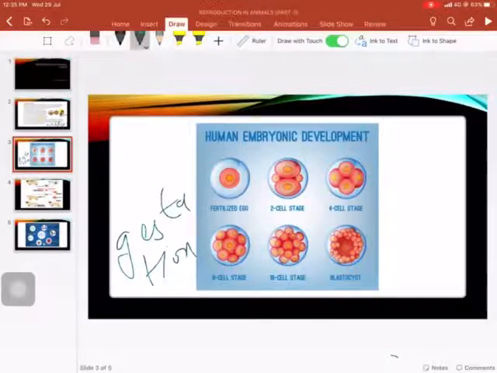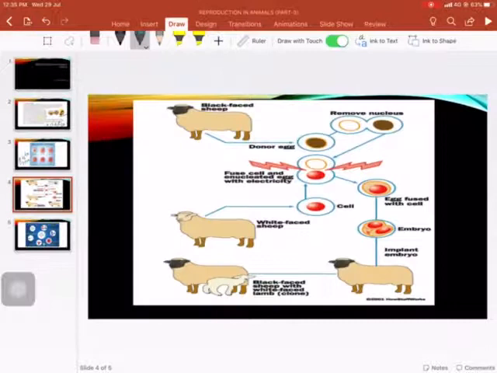Now we come to the next slide, that is cloning. It's very important. What is a clone? A clone is the same carbon copy of the parent which we get by the asexual method of reproduction. That is called cloning. It is a baby produced asexually from a body cell. It is also called artificial reproduction. It is asexual multiplication.